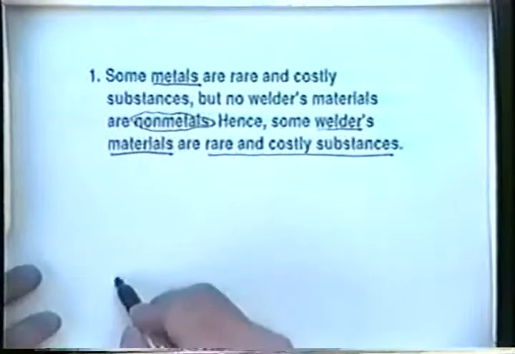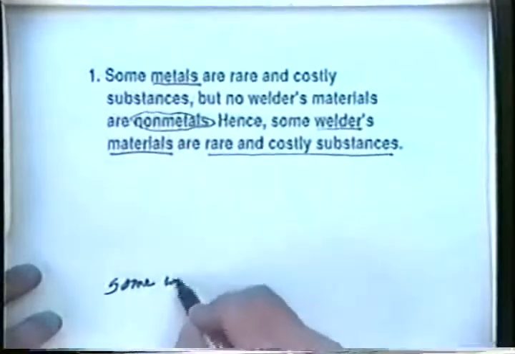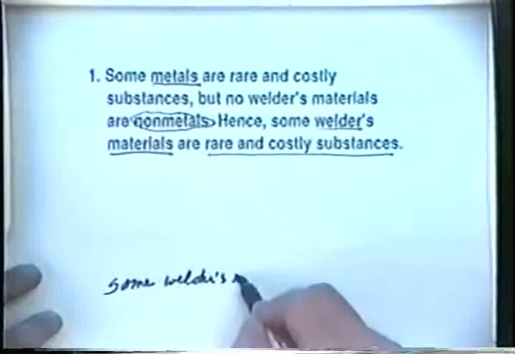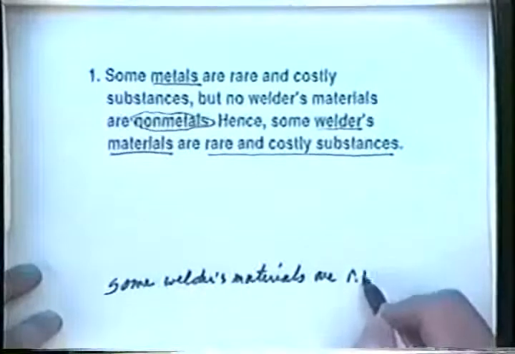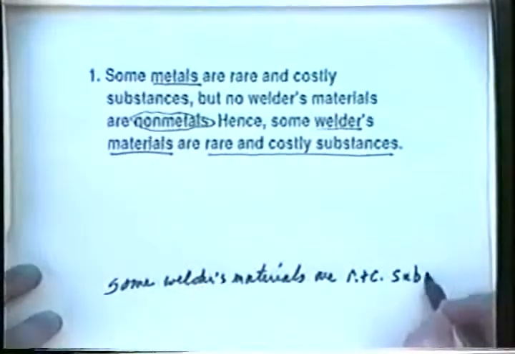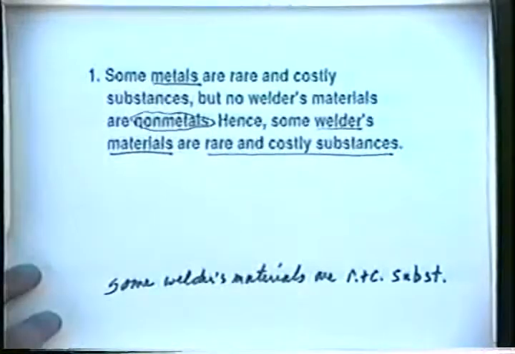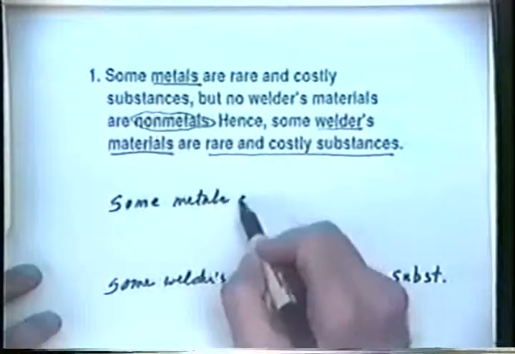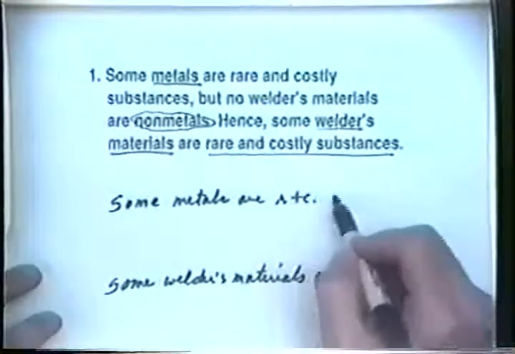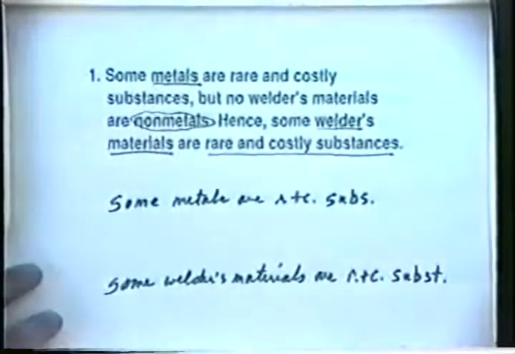So first let's put down the conclusion since we had no change there. Some welder's materials are rare and costly substances. And remember, the first premise needed no change, so up at the first premise we have some metals are rare and costly substances. Now we have to focus on this second premise. How do we want to change it? Remember, we have to come up with another sentence that is equivalent.